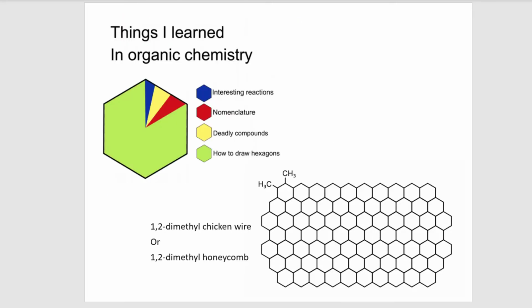Now, just to make light of things, if you ever talk to any students who have taken organic chemistry, these are things you'll hear from them. All the things that you learned from organic chemistry, mostly you're going to learn how to draw hexagons really well. And I'd say, please learn to draw a chair. I also like this, since we were just talking about nomenclature, I saw this joke where someone said, what is the name of this molecule? And they wrote something like 1,2-dimethyl chicken wire or 1,2-dimethyl honeycomb, which definitely says it all.